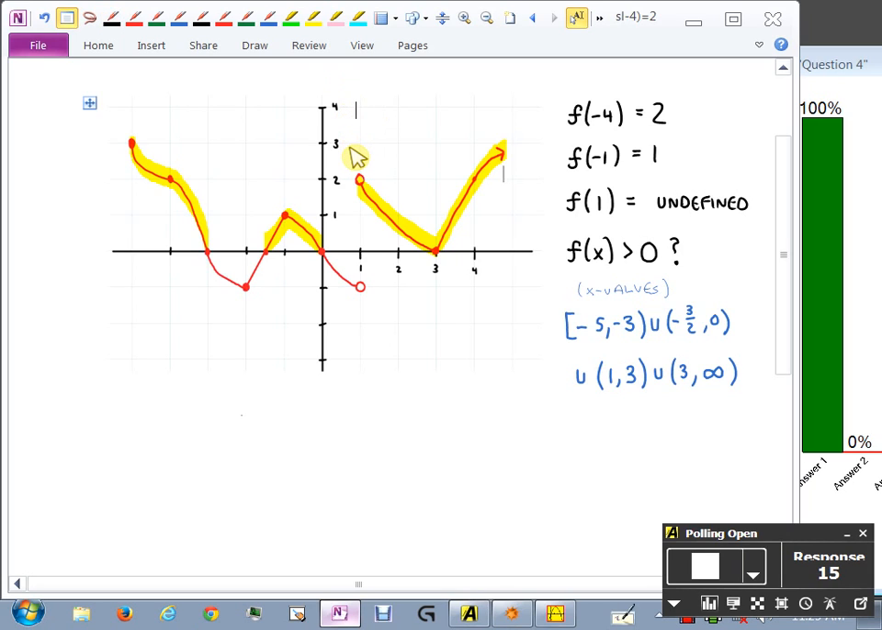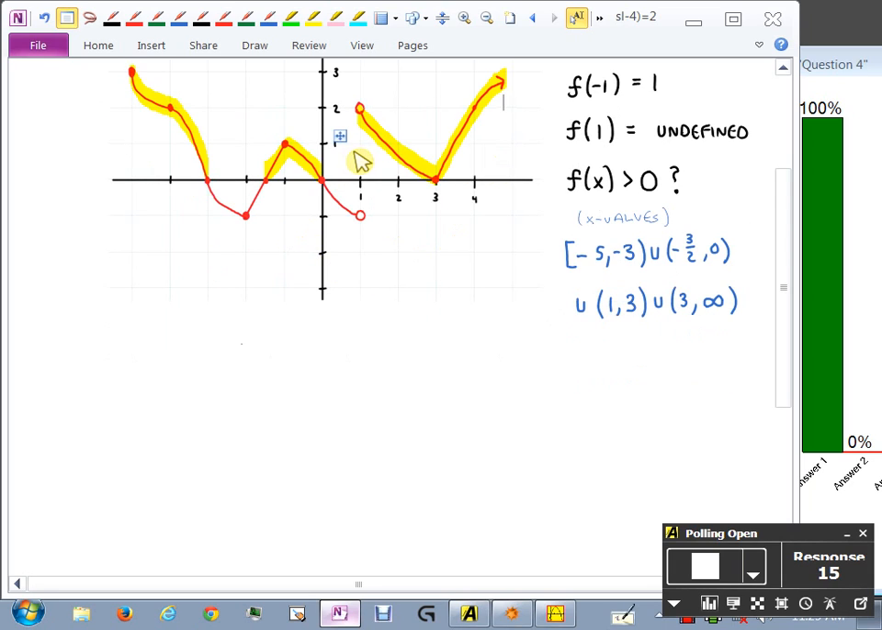Let's now figure out where the function is negative. So where's the function negative? That means where is it below the x-axis? So let me highlight where it's below the x-axis. This pinkish color comes out pretty good there. It's February, we can use pink, right? That's okay? Those are the only places it's pink, right?